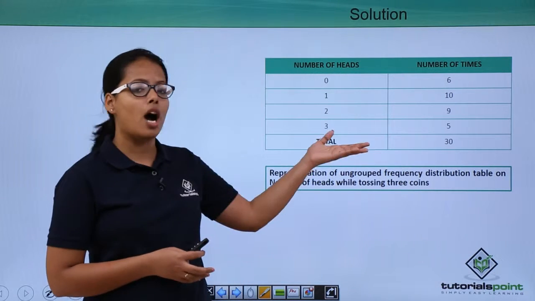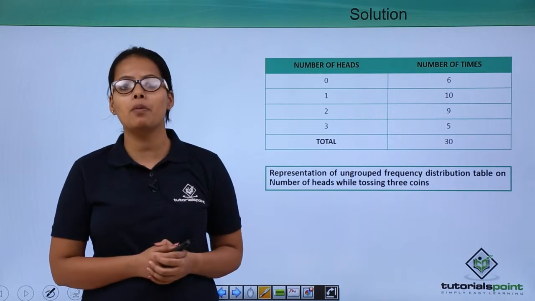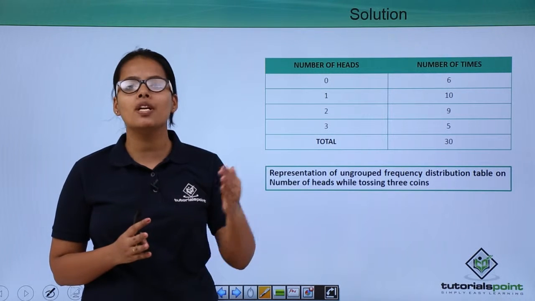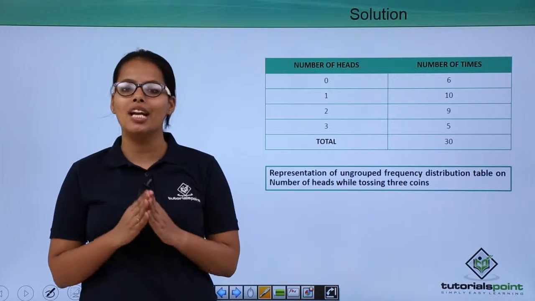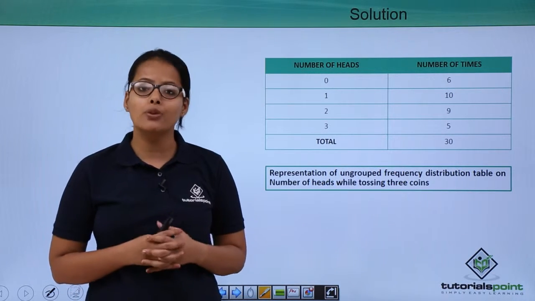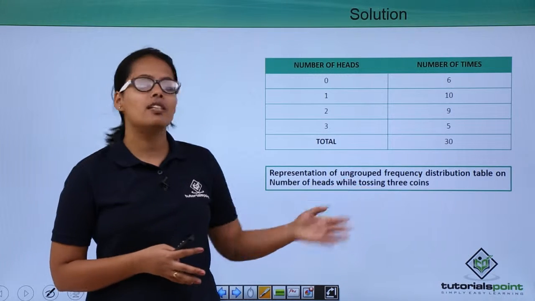I hope you understood how to construct this table, because it has been mentioned that you need to construct a frequency distribution table, which means you need to present the data in an ungrouped form, not in interval form. That's why I constructed the data in this form. You have to do the same thing as I have done here.